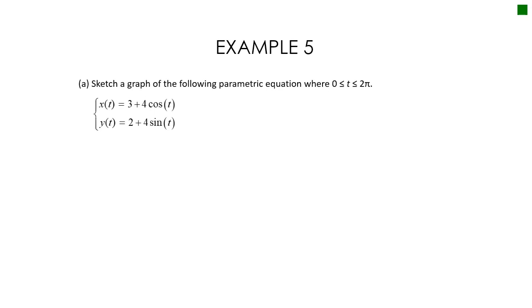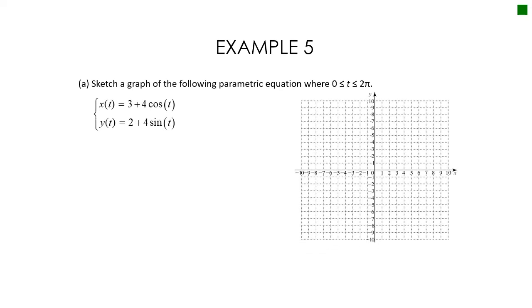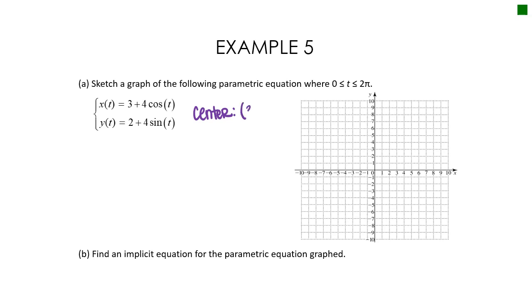Here's more examples. Sketch a graph of the following parametric equation where t is between 0 and 2 pi. So instead of doing our tables of values, which you totally can if you want to, you can just look at this and know that our center is going to be at (3, 2).